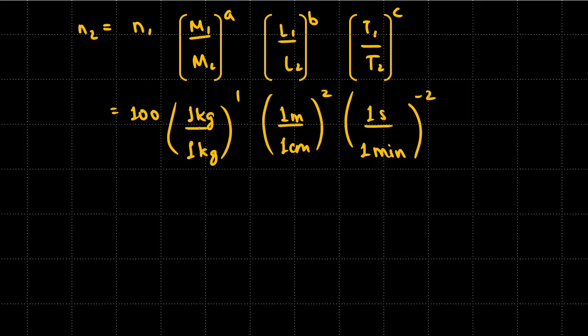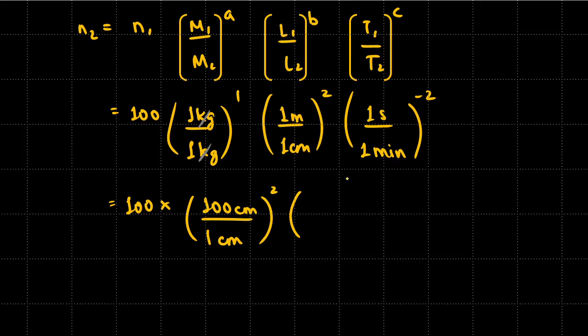Here we can cancel the kilograms, so we have 1 by 1, which is 1 to the power 1, which is 1, so I can just write 100 times 1 meter, which is 100 centimeter, divided by 1 centimeter raised to a power of 2. 1 second is 1 second, and 1 minute is actually 60 seconds, raised to a power of minus 2.